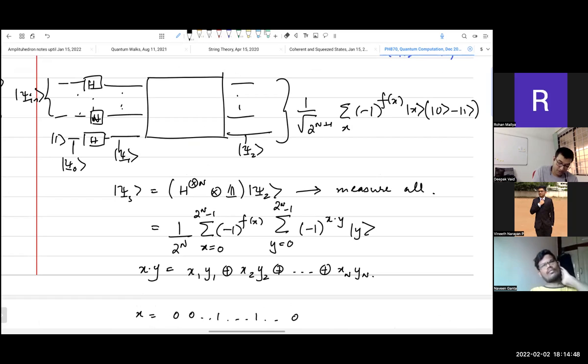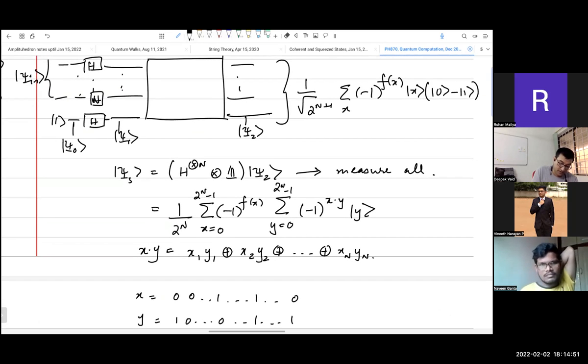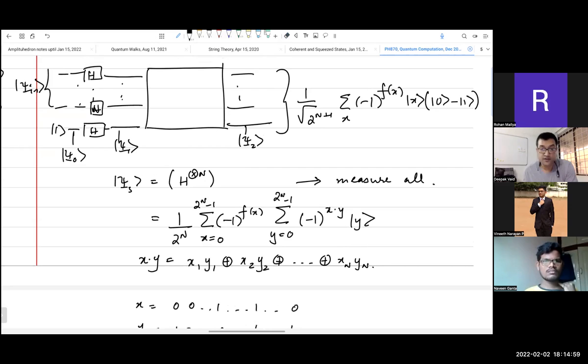Okay, yeah. So there's a small mistake here, which is that this is only acting on the state of the first register, right? The second set of Hadamards is not acting on the ancilla. It's only acting on the first register. And so you can write that expression as this sum.